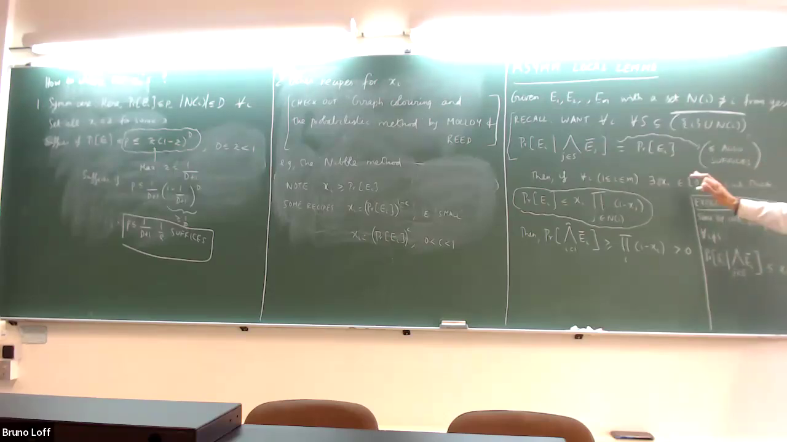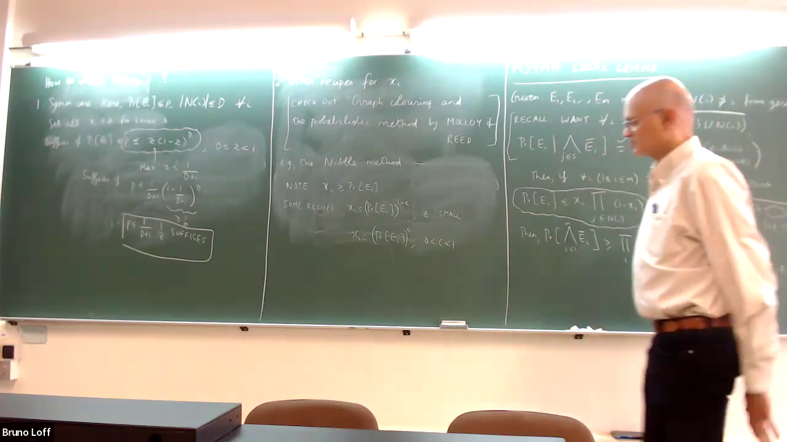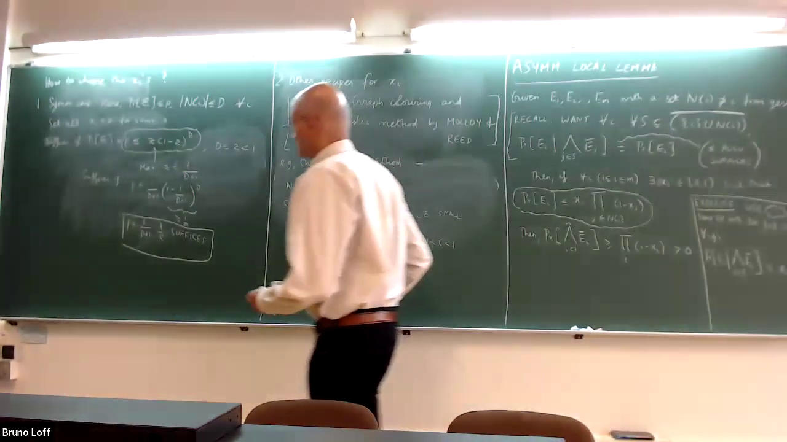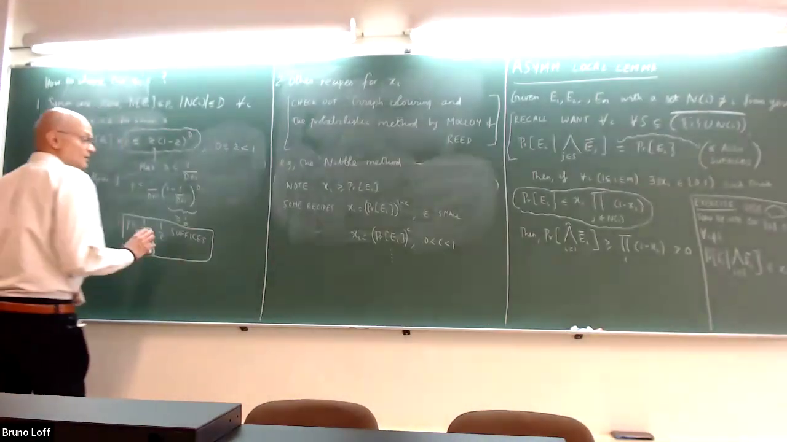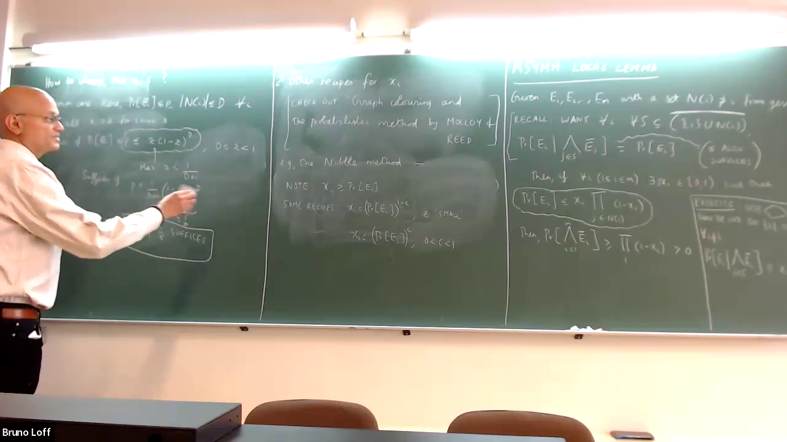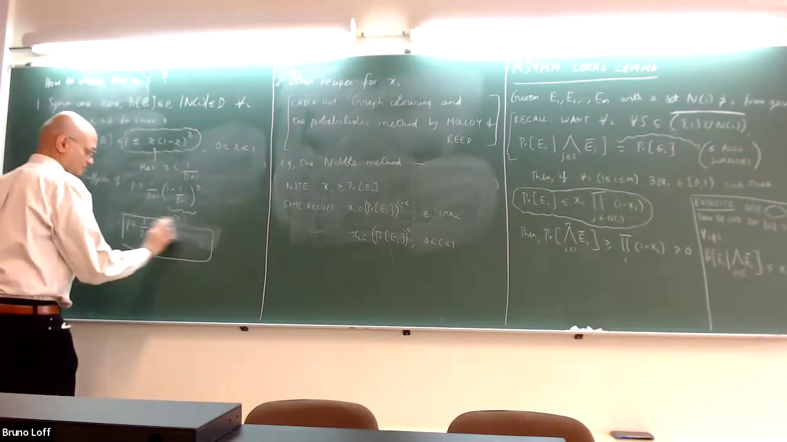We'll get a new interpretation of the xis when we analyze the algorithmic version of the local lemma, which is due to Moser-Tardos. But before going to that, I want to show you a really nice application of the asymmetric local lemma, which again is originally due to Joel Spencer. And this is in Ramsey theory. So let me erase these two values.